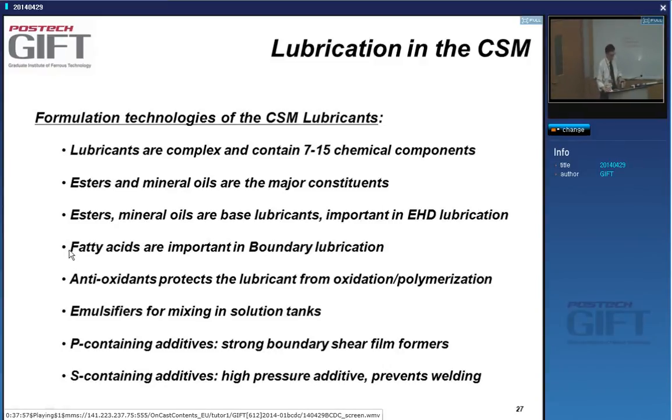Then you have additional important compounds. You have fatty acids, yes? They are important in boundary lubrication. Boundary lubrication is when the two surfaces, the strip surface and the roll surface, for instance, are in strong physical contact. You also have antioxidants that will protect the lubricant from oxidation, polymerization, in other words, degradation over time. We have emulsifiers, of course, that we add so we can mix the oil and water mixtures. And then we also have phosphorus and sulfur-containing additives.